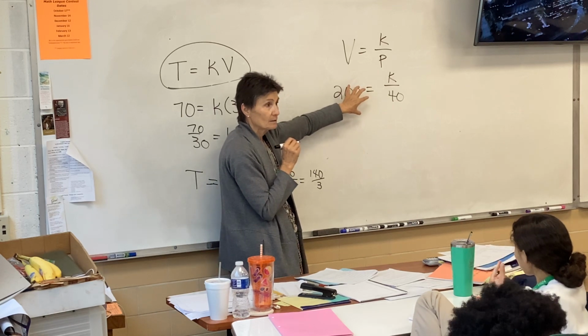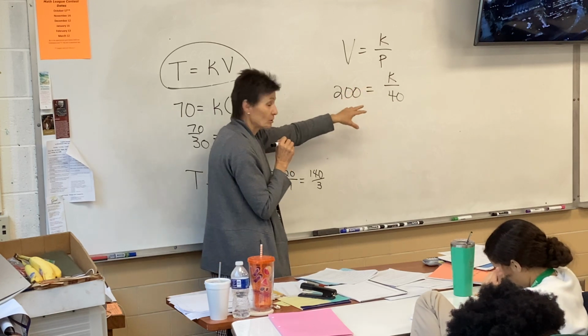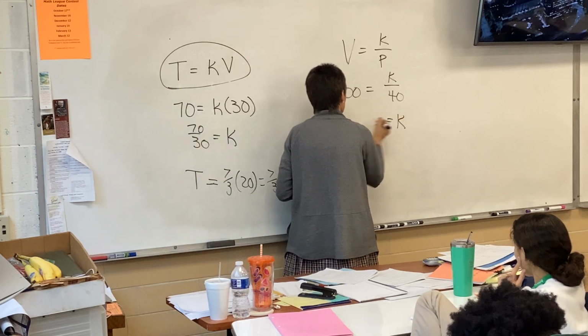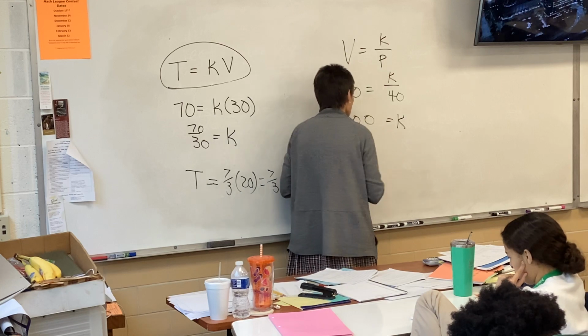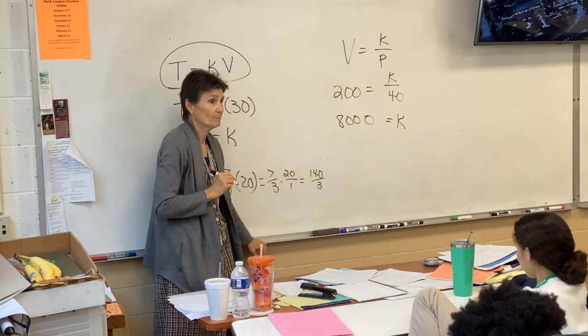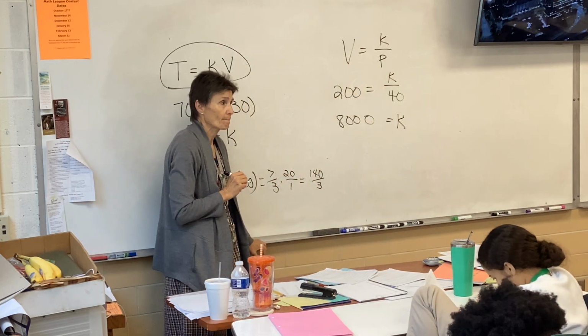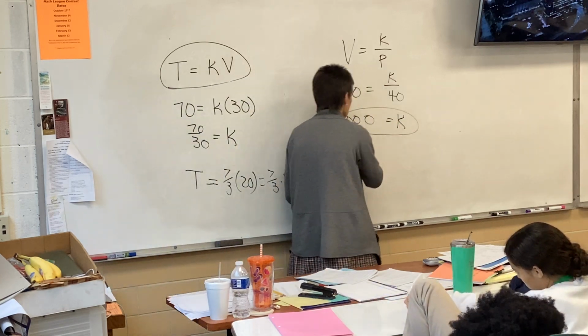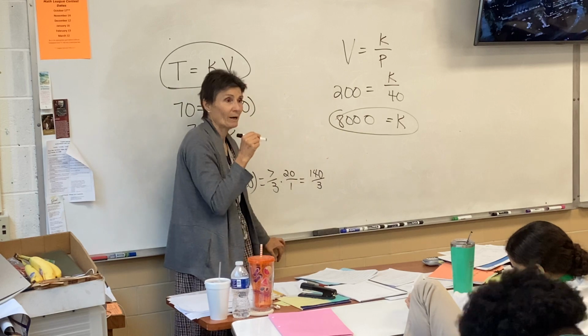Won't this tell me what K is? Yeah. How about 40? So multiply both sides by 40. So K is going to be 8,000, I think. You can use a calculator. That's a big number. So now we know what K is. K is not the answer to the question, but we know what it is now.